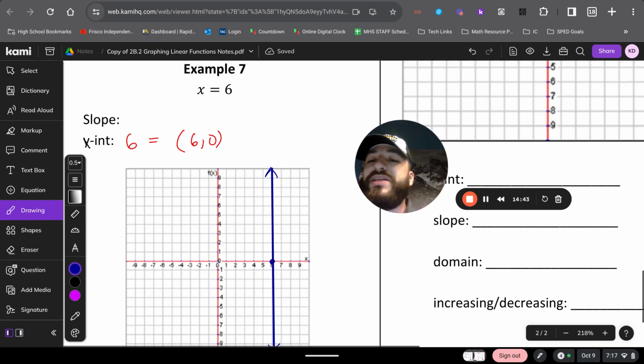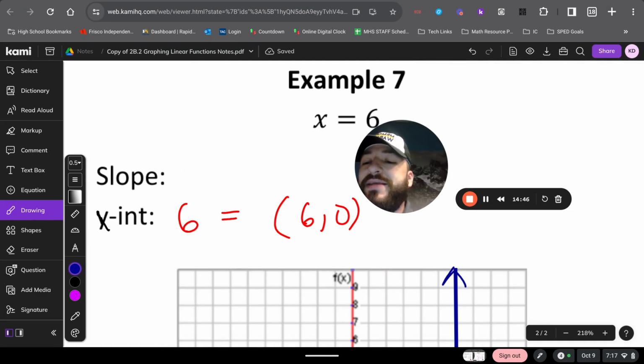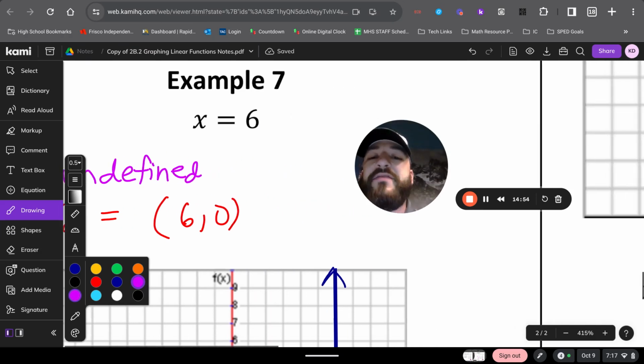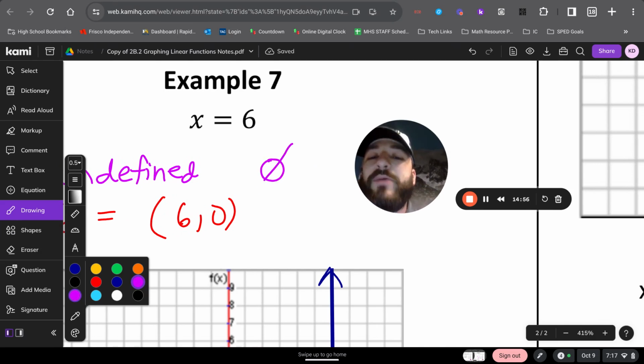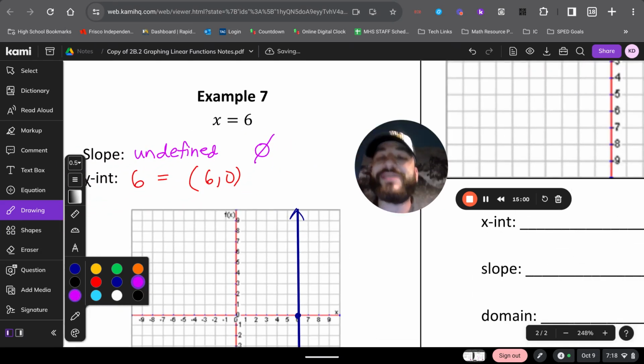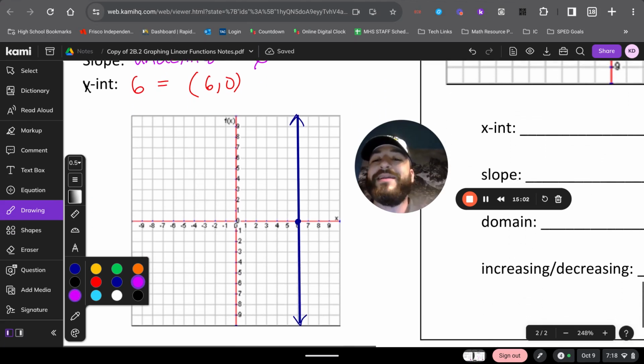And so we actually say this slope is undefined. And we can write that as undefined, or another way you might see it referred to as undefined is that 0 with a diagonal slash through it, which does mean undefined.